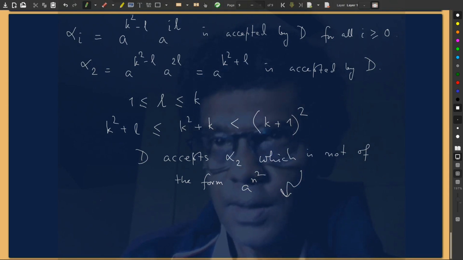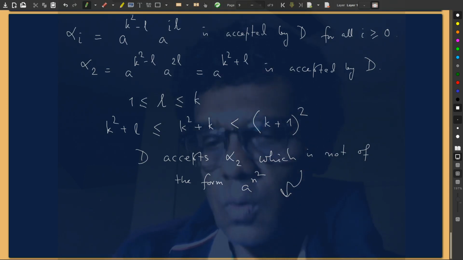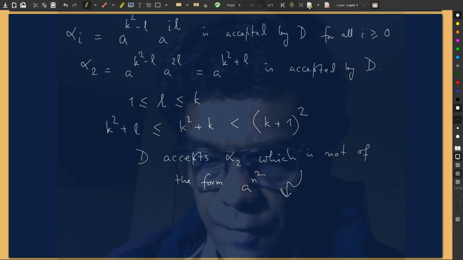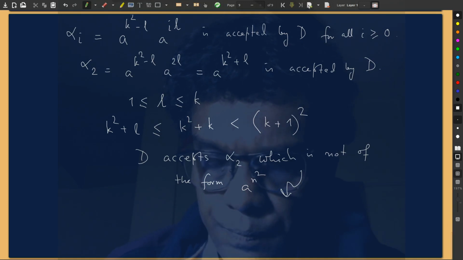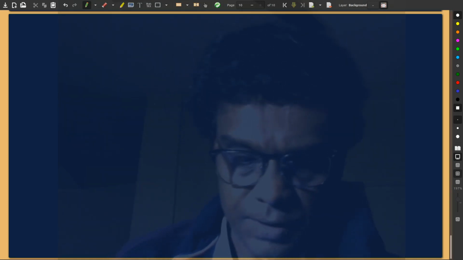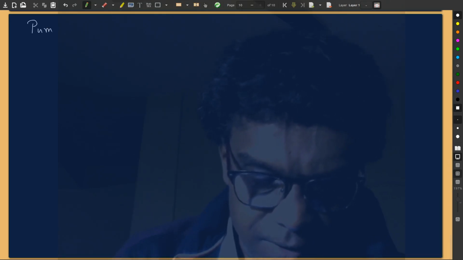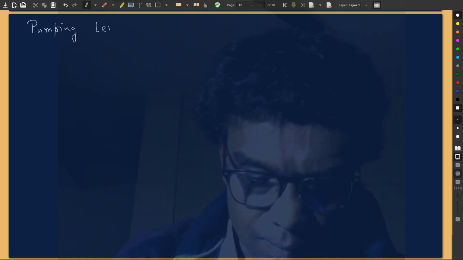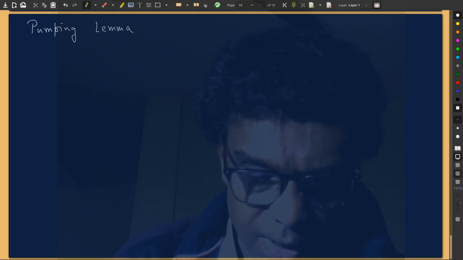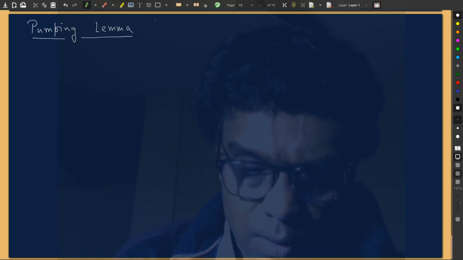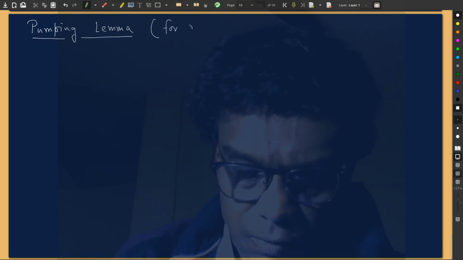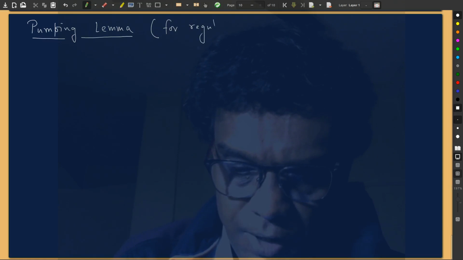So this is how the existence of a DFA can lead us to contradictions. So now I formally state the pumping lemma. Of course, this is for regular languages. We will later see a pumping lemma for context-free languages.